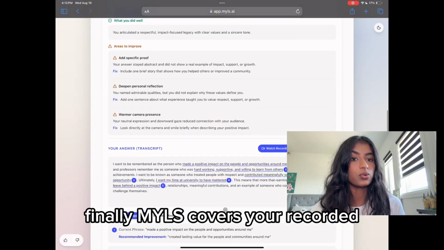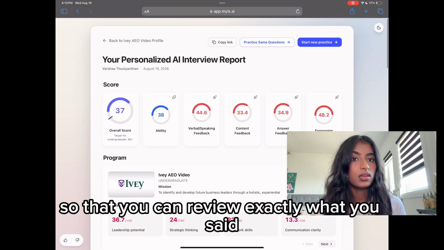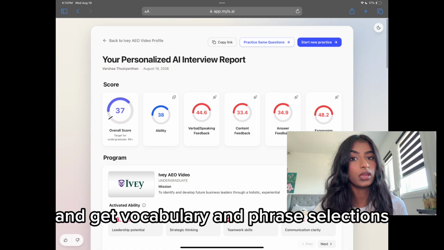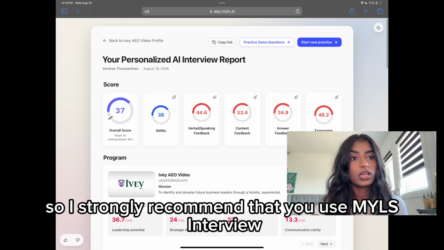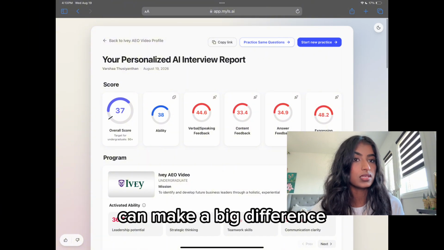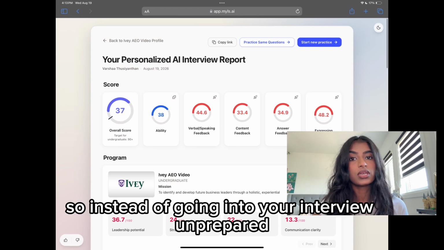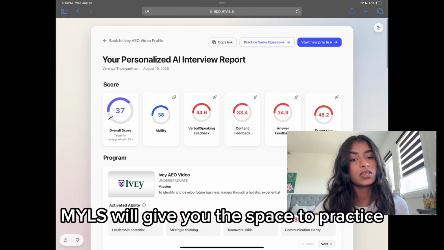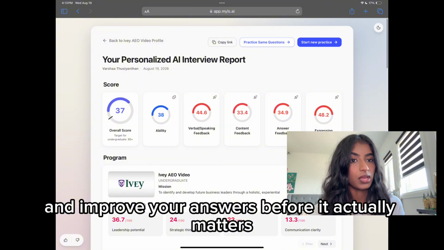Finally, MYLS converts your recorded response into a written script so that you can review exactly what you said, review your wording, and get vocabulary and phrase suggestions to sound more logical and professional. So I strongly recommend that you use MYLS Interview because saying your answers out loud can make a big difference. MYLS is designed to accurately recreate the interview format, so instead of going into your interview unprepared, MYLS will give you the space to practice, receive feedback, and improve your answers before it actually matters.